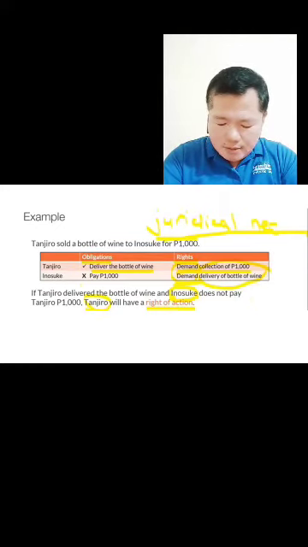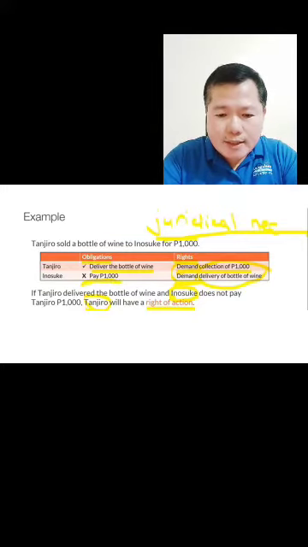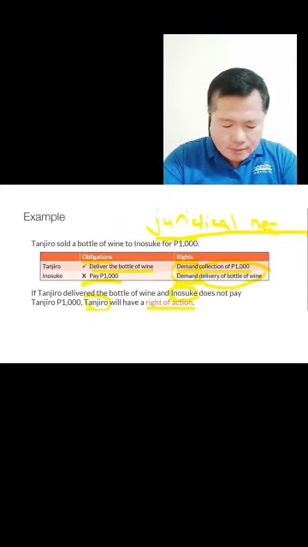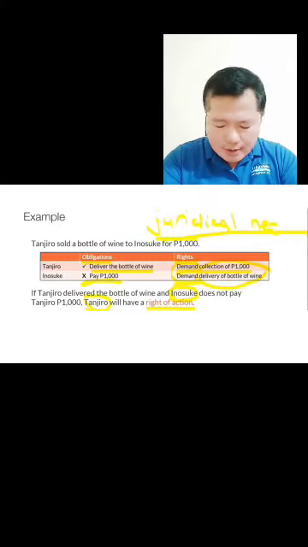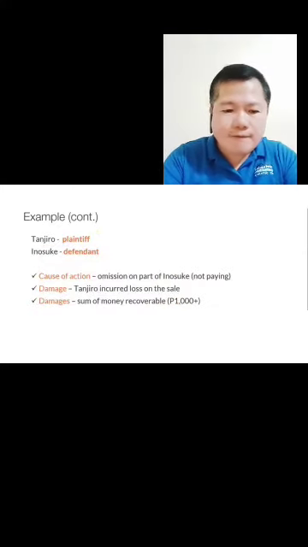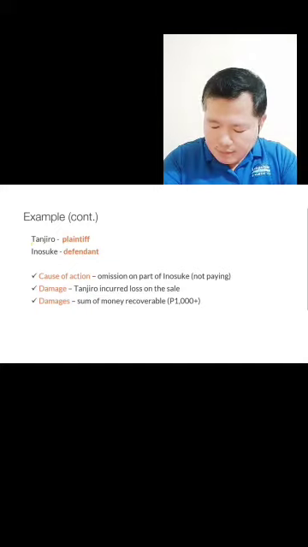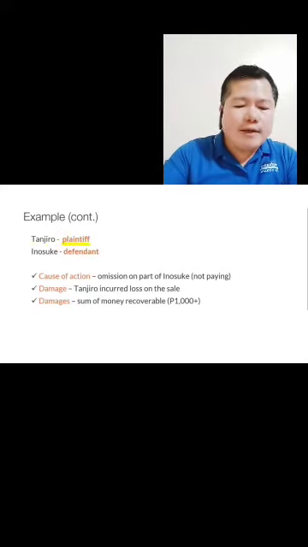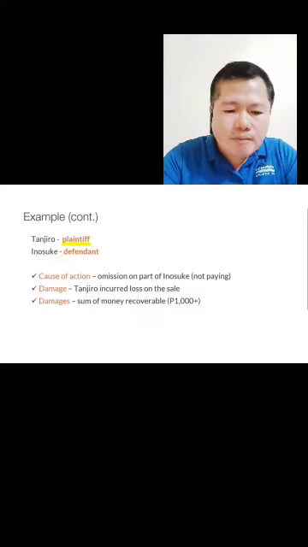So, yung hindi niya nagawa is yung pagbayad. No? So, next. Once kinasuhan ni Tanjiro si Inosuke sa isang korte, Tanjiro is called the plaintiff. Okay? So, while Inosuke naman is called the defendant. So, let's analyze the case.